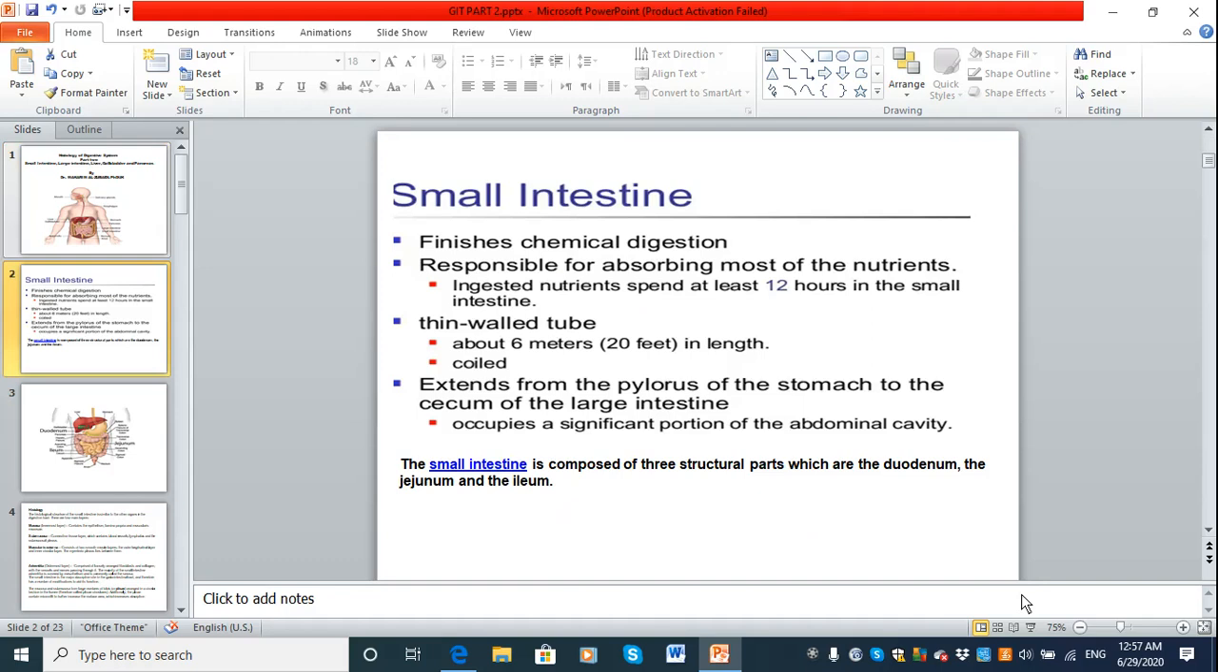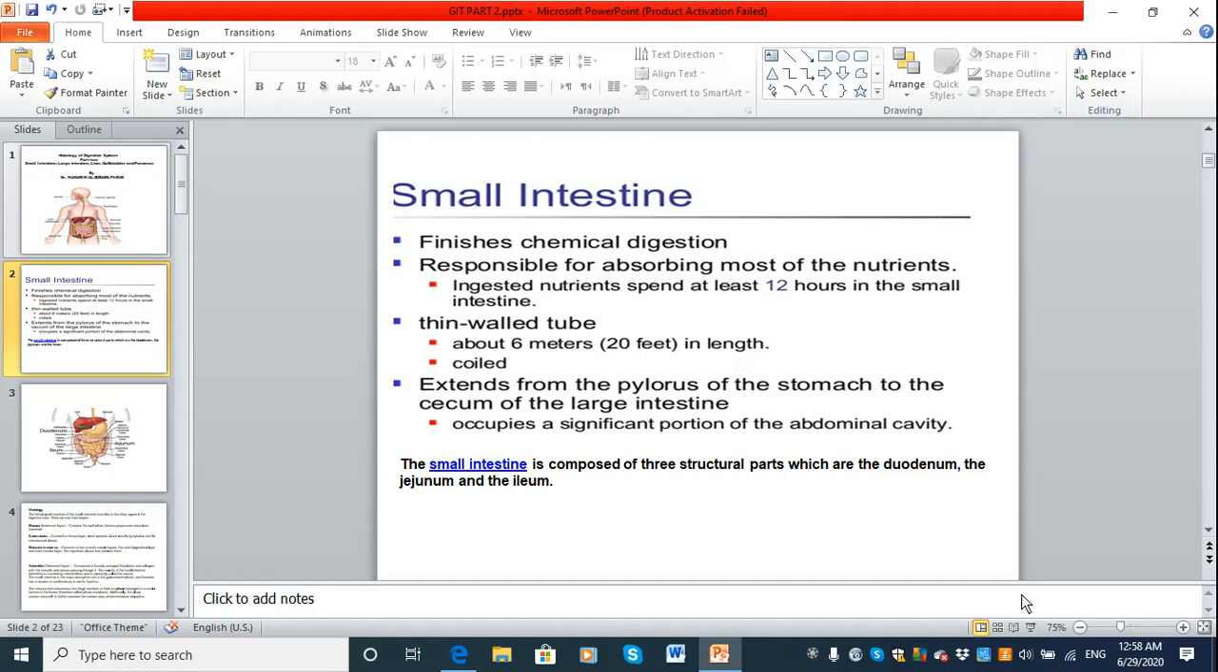All right. The small intestine is where the chemical digestion of food finishes, and it is responsible for absorbing most of the nutrients. The whole process takes at least 12 hours. The small intestine is coiled with a thin wall, and its length is approximately 20 feet. It extends from the pylorus of the stomach to the cecum of the large intestine.